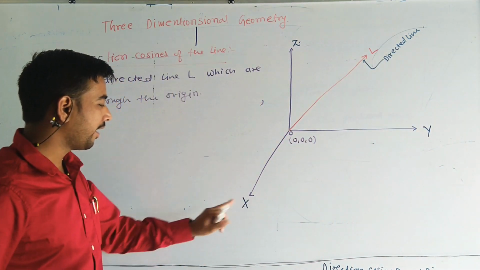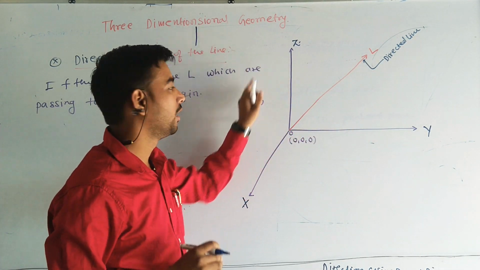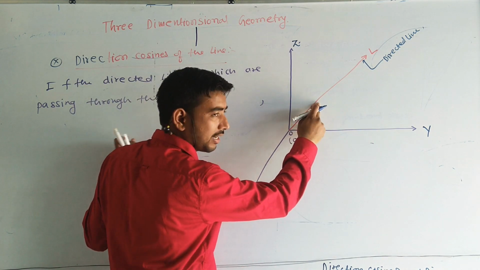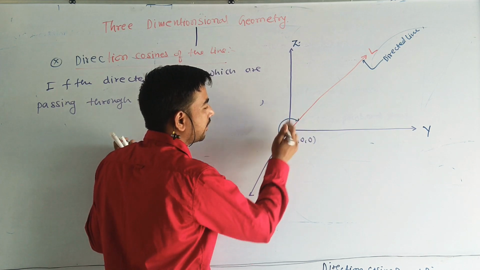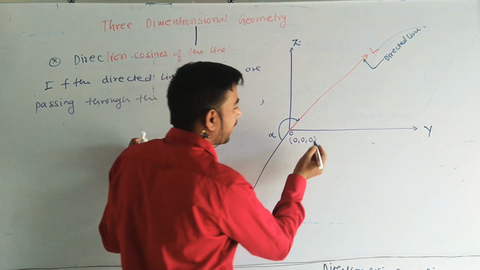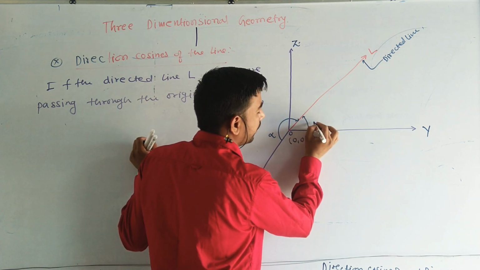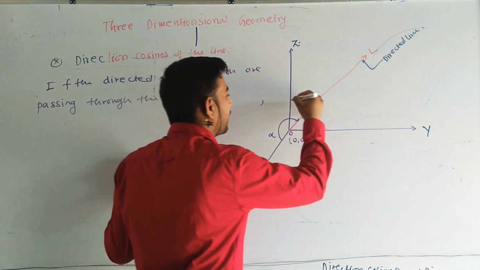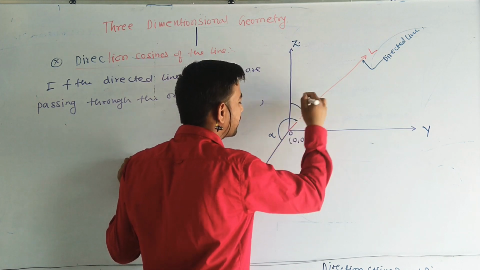Suppose on the axes you have the positive x-axis, positive y and positive z. Suppose the directed line L makes angle alpha from the positive x direction. What is this angle? Alpha. Suppose it makes angle beta from the positive y direction. And the angle here is gamma.